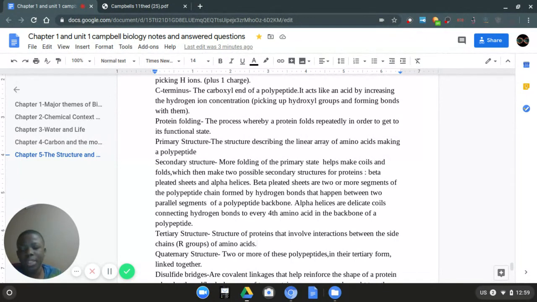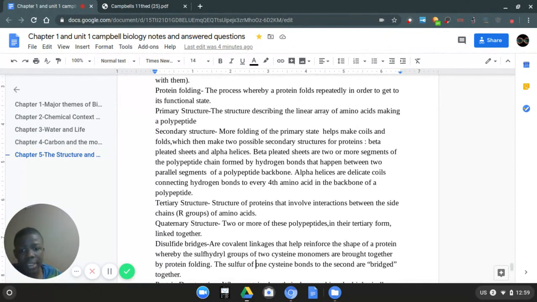So tertiary structure, I'm just going to keep it simple. It's the interactions between the side chains or the R groups of amino acids. Remember, side chains are the things that differ between amino acids. Amino acids differ by their side chains. Now, quaternary structures are two of these polypeptides in their tertiary state covalently linked together. Not too complicated. Now, disulfide bridges are when two cysteine monomers, I think, have sulfhydryl groups. A sulfhydryl group is a protein stabilizer.